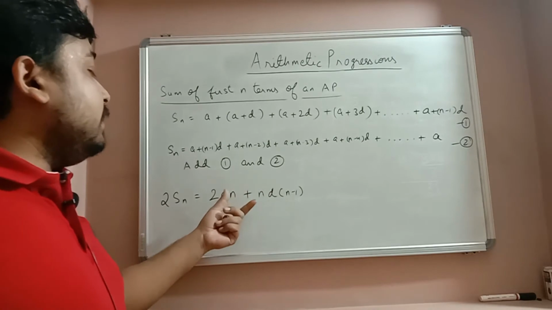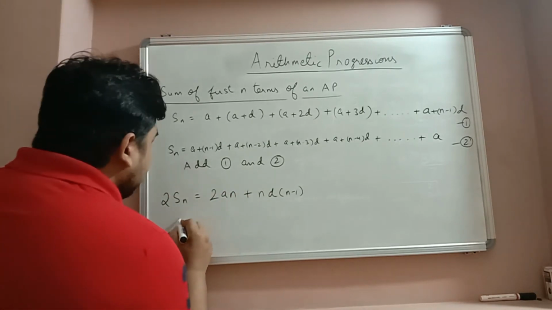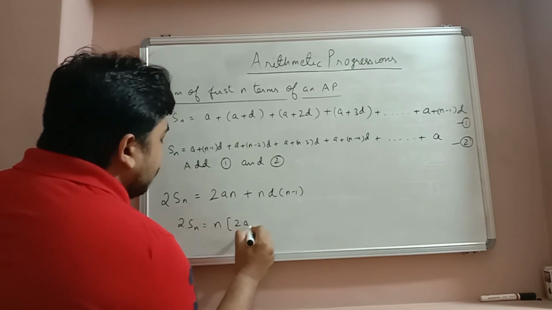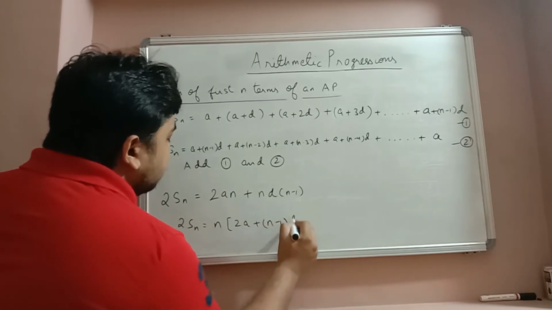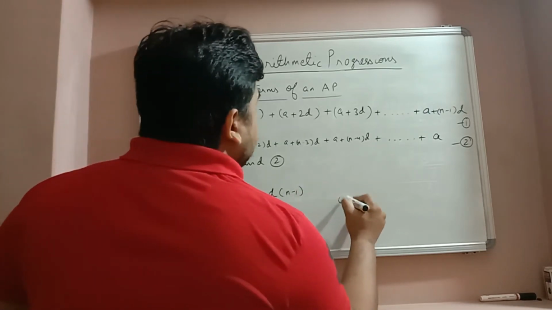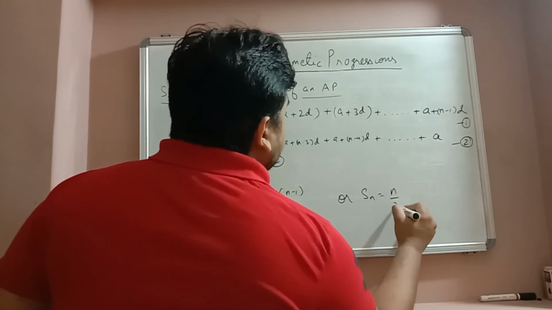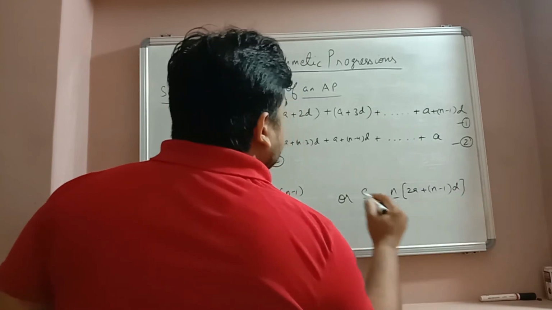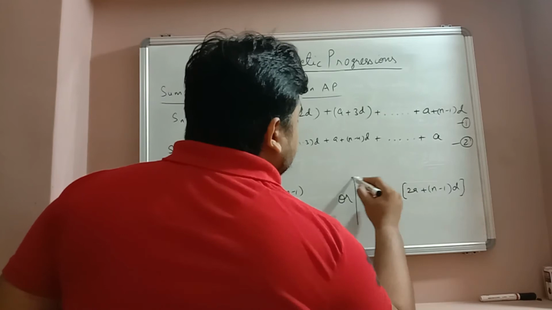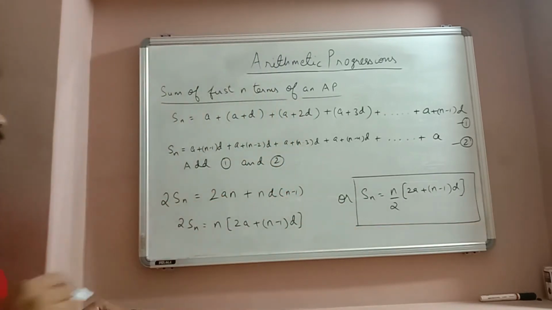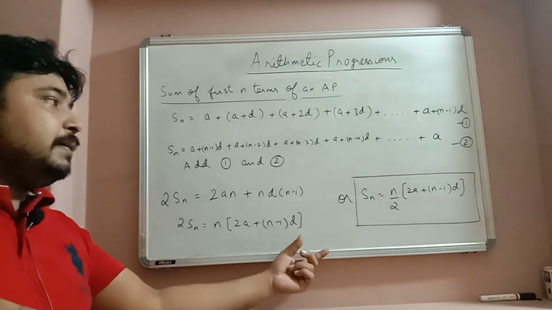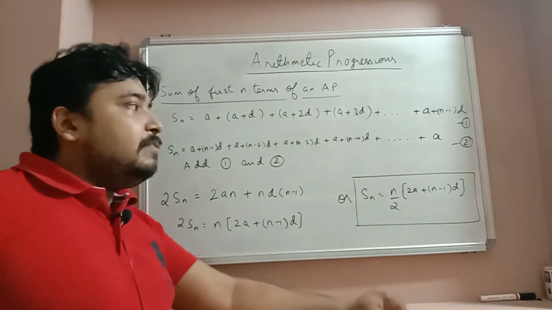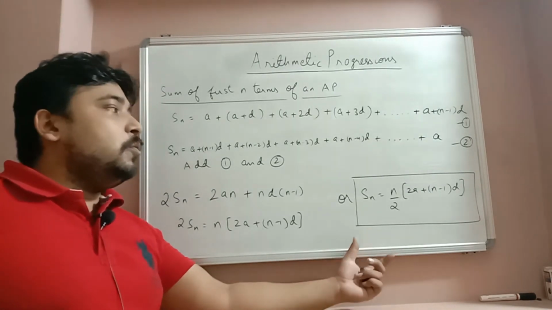Now in both these terms n is common, let's take n common. So we'll get 2Sn equals n common, and we are left with 2a plus (n minus 1) into d. Or we got the formula as Sn equals n by 2 into 2a plus (n minus 1) into d. So we can derive this formula by using this simple technique. I hope this is clear to everyone. Though this derivation is not given in NCERT, you should know it for your knowledge.